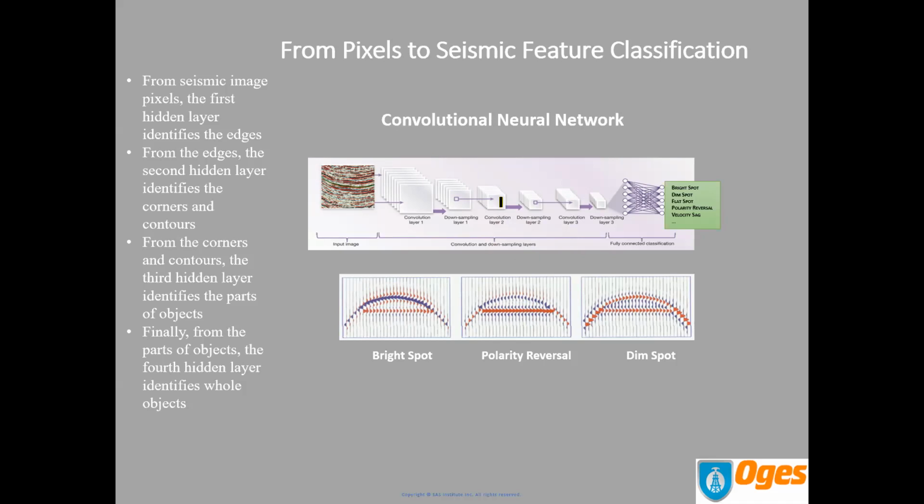And so from the corners and contours, a third hidden layer isolates these parts of the objects. And then finally, from the parts of the objects, the fourth hidden layer categorizes these. So what we're trying to do is classify these. It has gone through and looked at the pixel changes as we move across from left to right in each of these different areas. And because the geophysicist has said, okay, if you see these pixel pictures and this relationship within the pixels, it could be representative of a dim spot. So that's the classification side. The classification is done by a professional geophysicist in this instance.